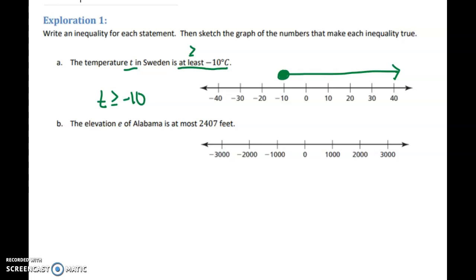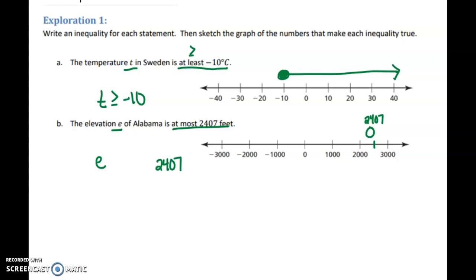Okay, this is the elevation E of Alabama. So our variable is E, is at most 2,407 feet. So I'm going to put a circle where 2,407 is approximately. So about halfway is 2,500. So just below it. And I'm going to go ahead and label it since it's not exactly on the number line.